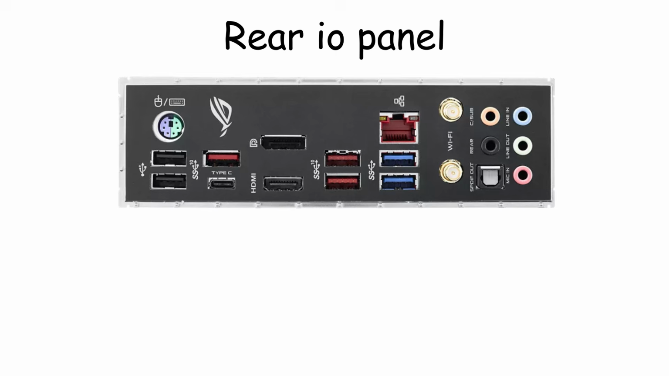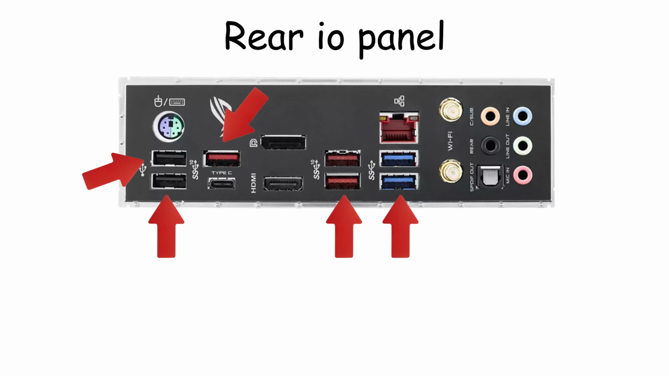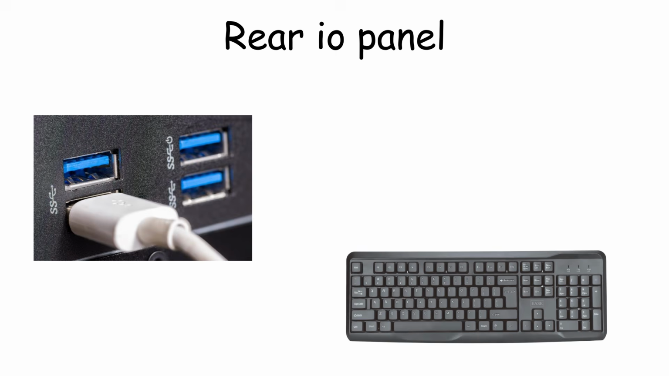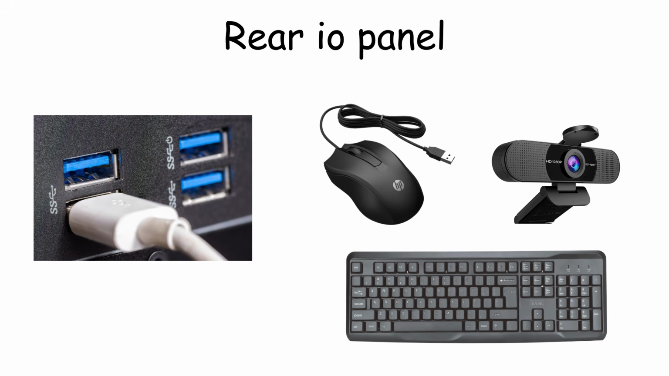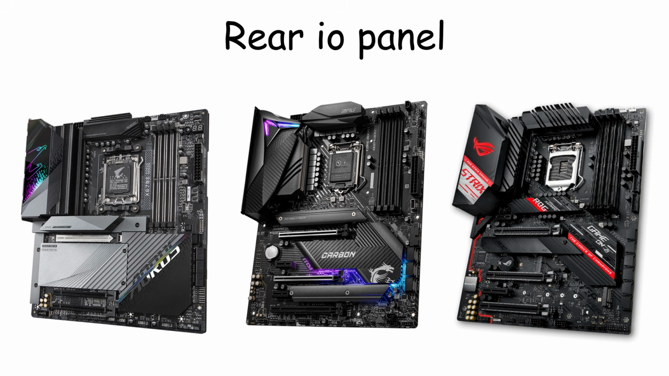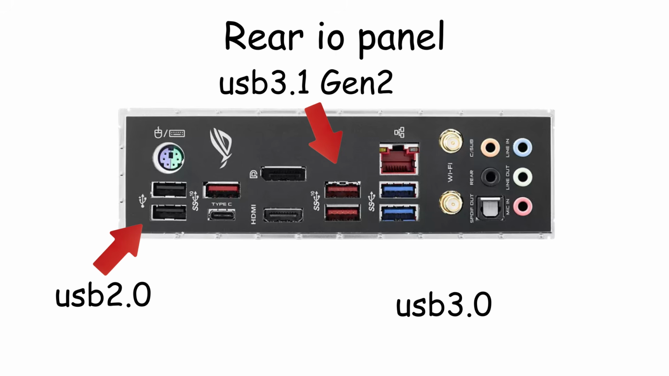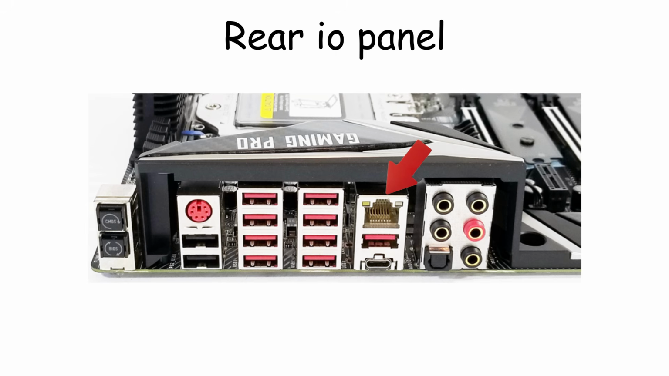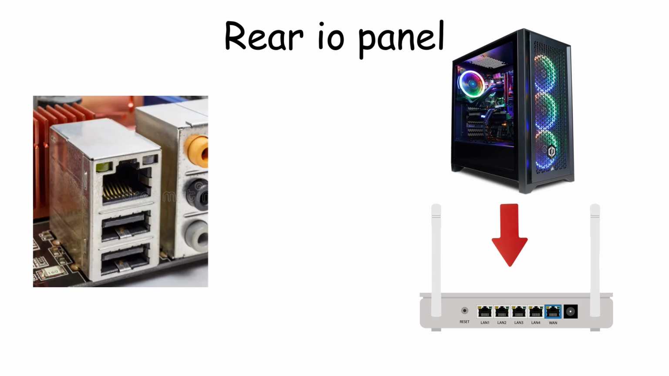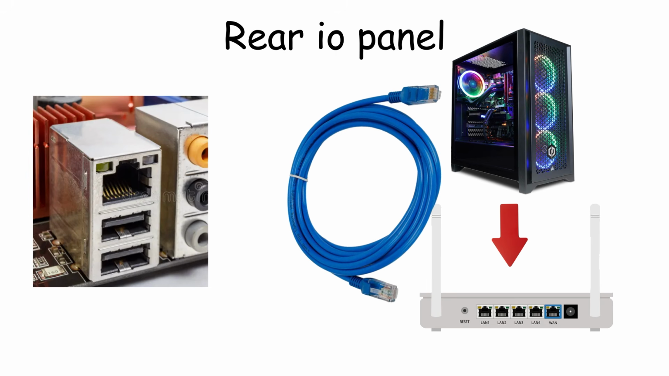The most common ports here are USB ports, which are used to connect peripherals such as keyboards, mice, external drives, and many other accessories. Different motherboards include different numbers and speeds of USB ports, such as USB 2.0, USB 3.0, or Type-C. You will also usually find an Ethernet port in this area. This port allows the computer to connect to a wired network or the internet using an Ethernet cable, which is often more stable and faster than wireless connections.